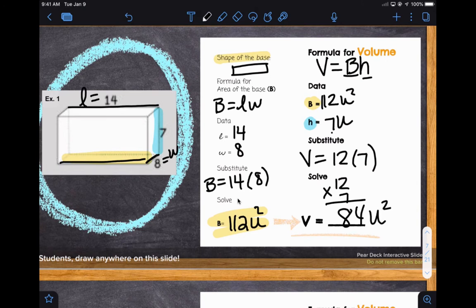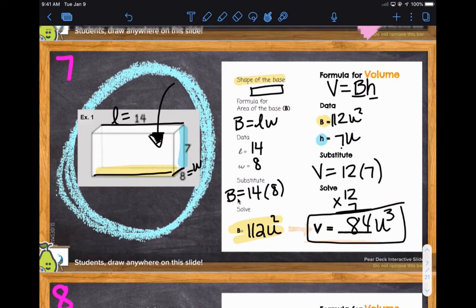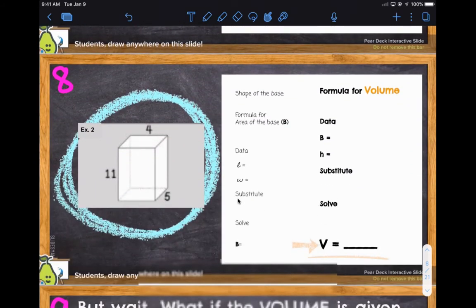84 cubic inches, right? This is the capacity of this rectangular prism, right? So that's slide 7. We move on to slide 8. You can pause so you can take the notes.